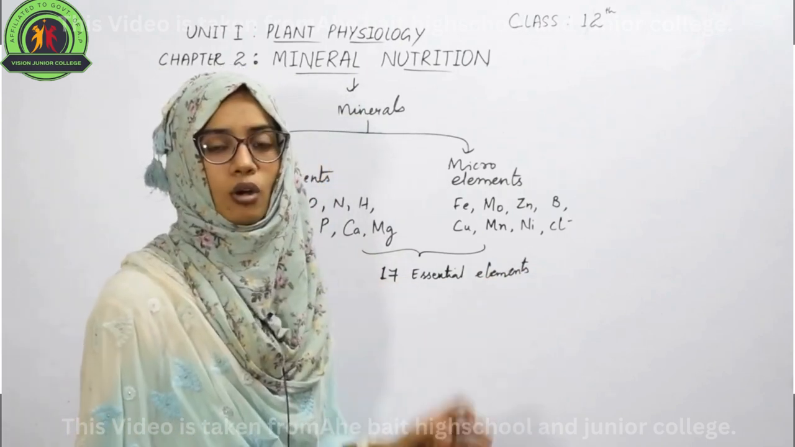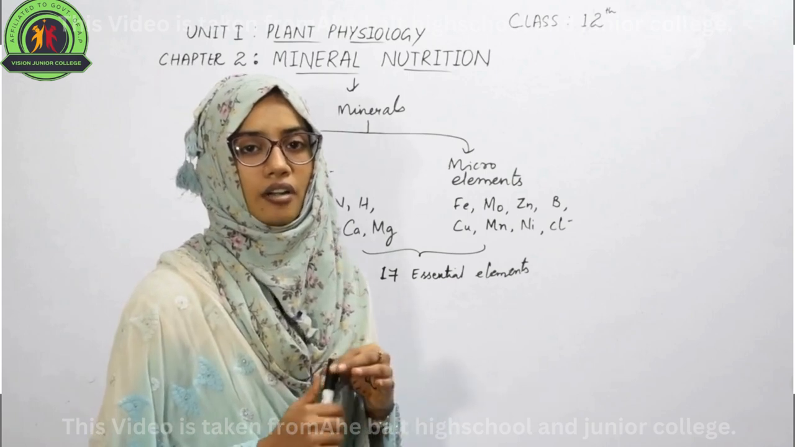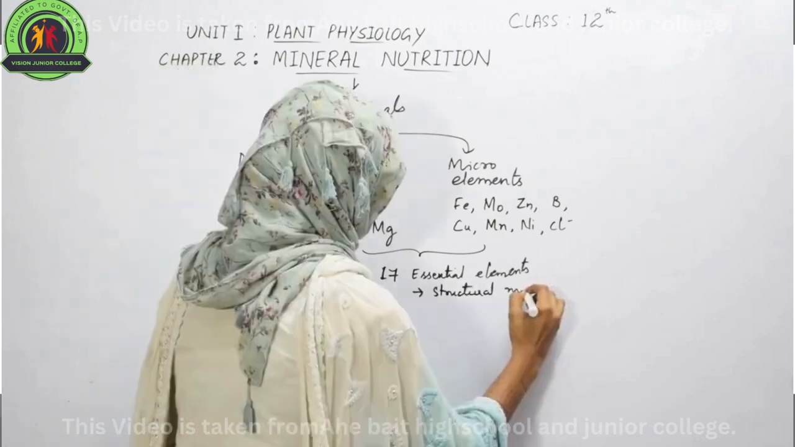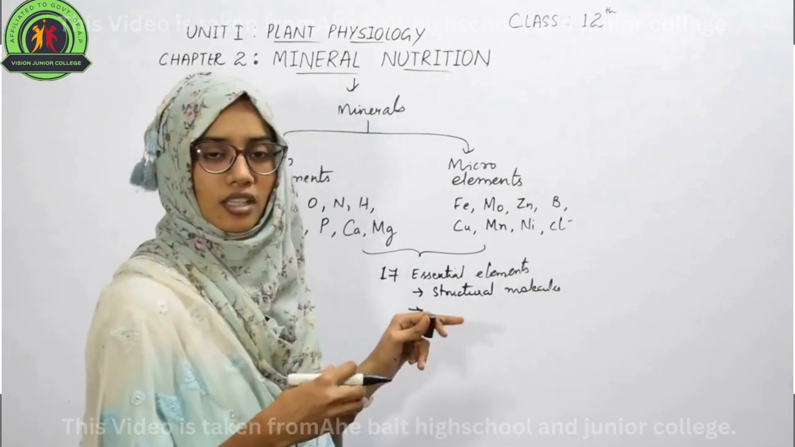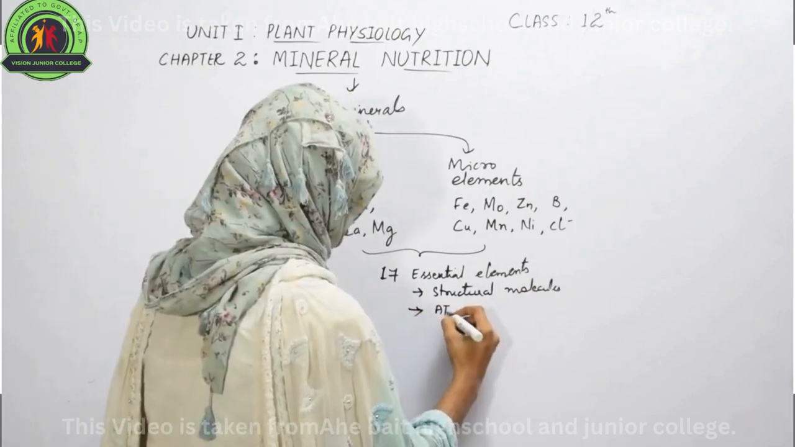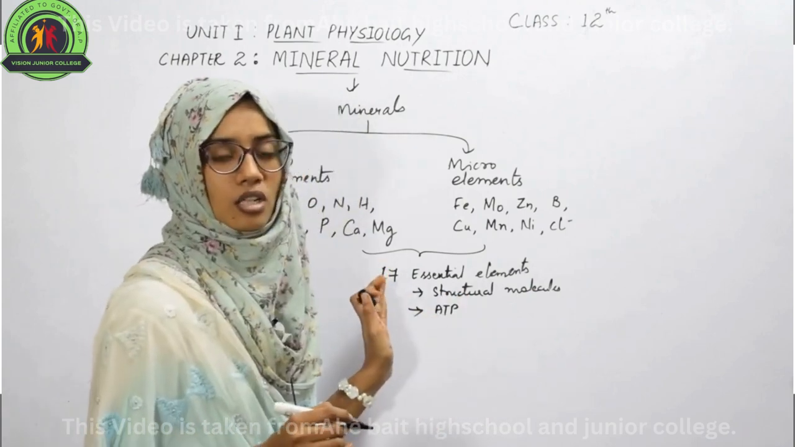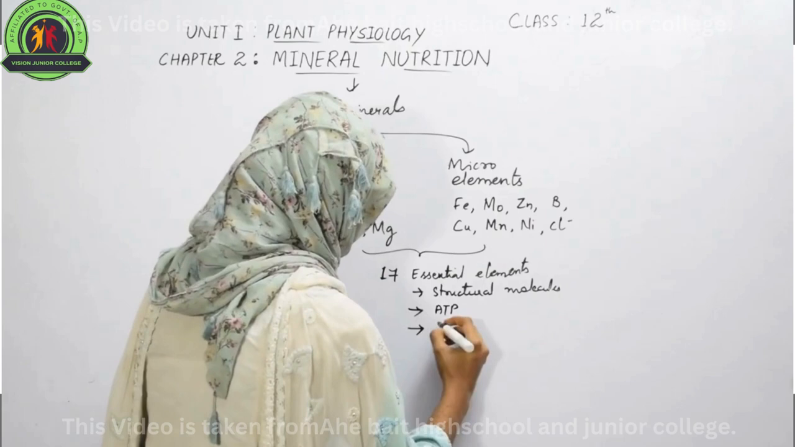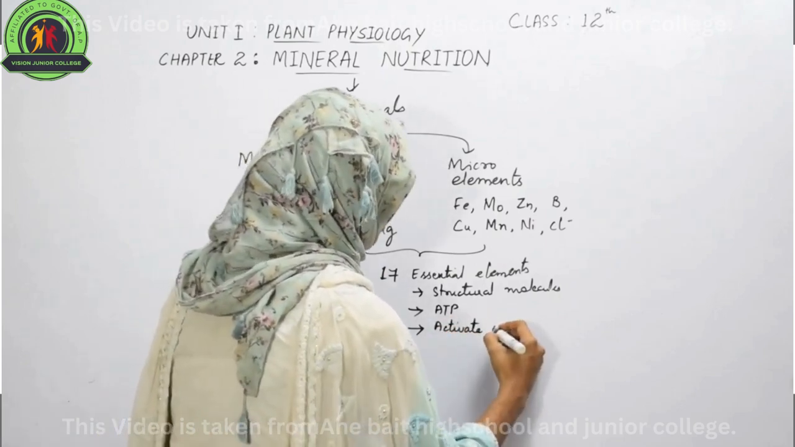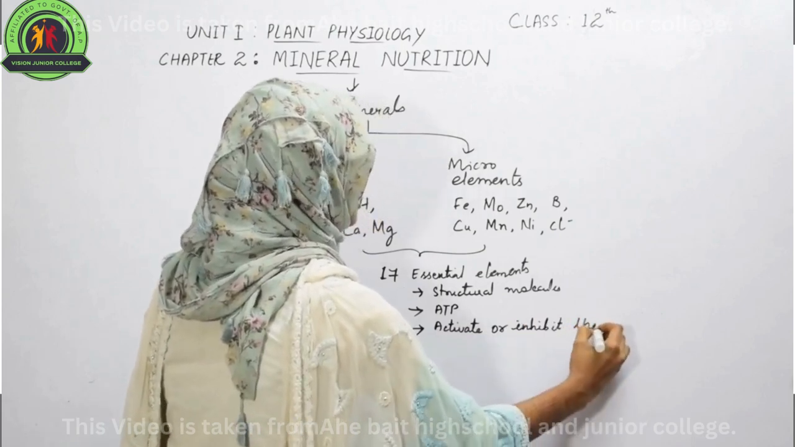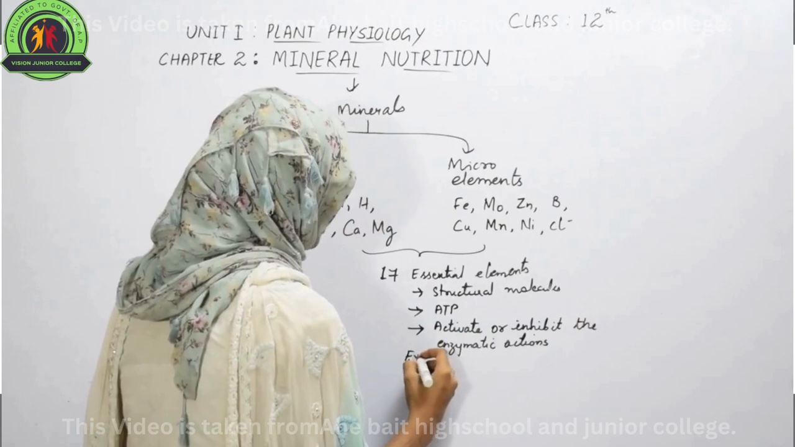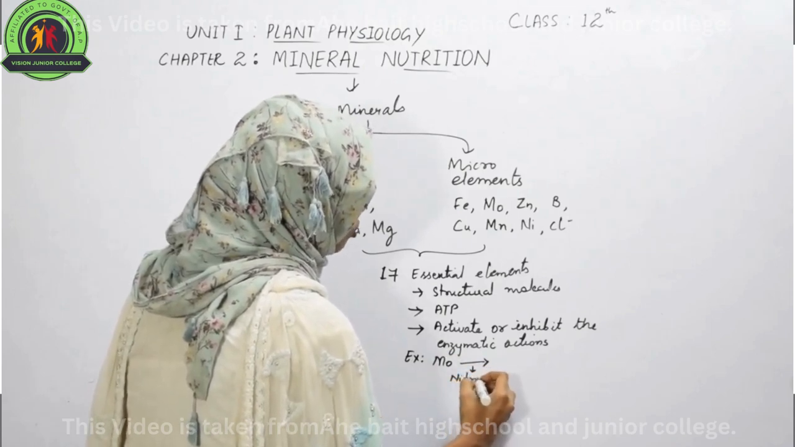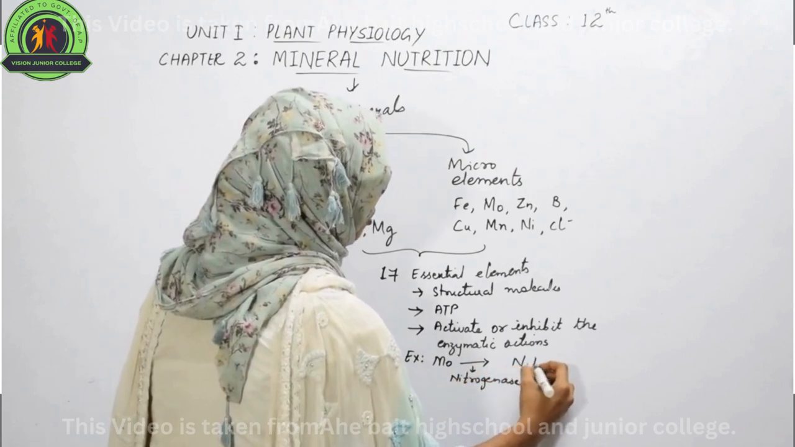These 17 elements are called as essential elements because these elements are required in the biomolecular reaction, as they help in the formation of structural molecules. And also these essential elements are involved in the production of energy molecule, that is in the synthesis of ATP, so as to carry out the active processes in the plants. And these elements are able to activate, or they can also inhibit the enzymatic actions. Here we can take an example of the molybdenum element. This essential element activates the enzyme nitrogenase, which helps in carrying out the process of nitrogen fixation.